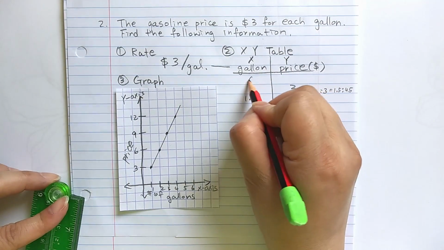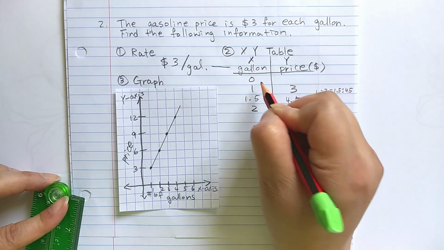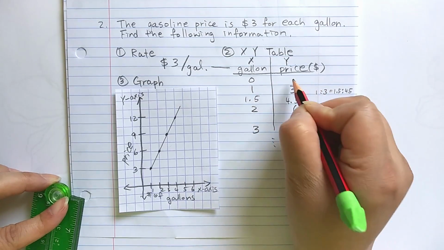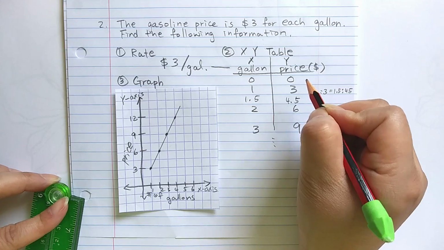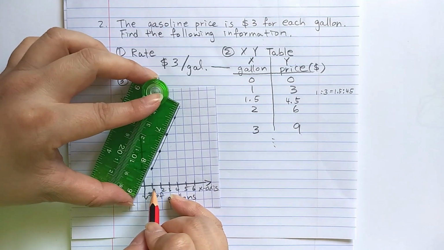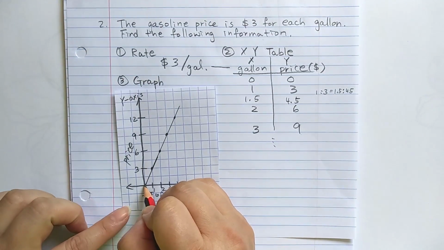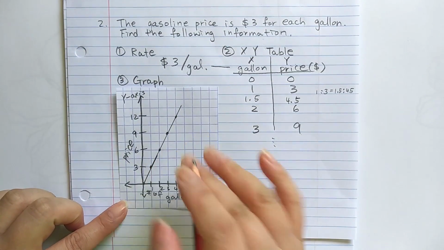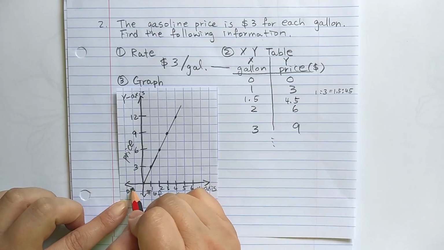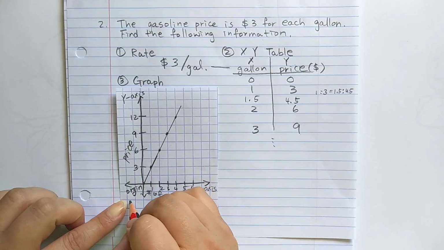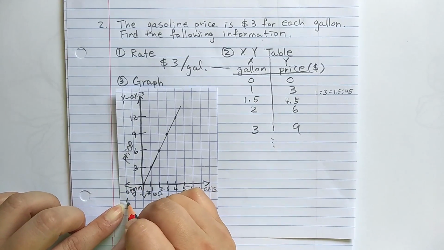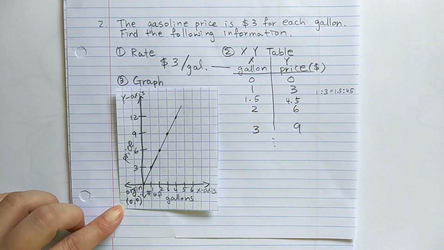How about when it is 0? For 0 gallon, there's nothing to sell, so the price is also 0. So it starts from here. We call this origin, and the location is 0, 0.